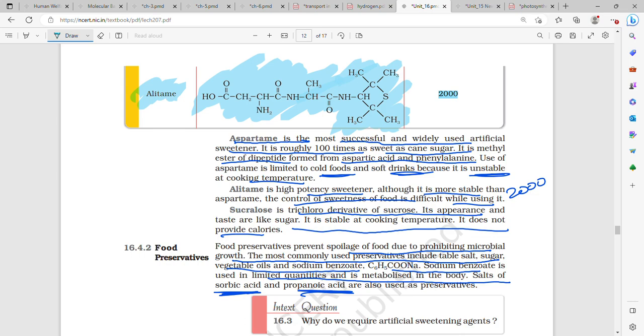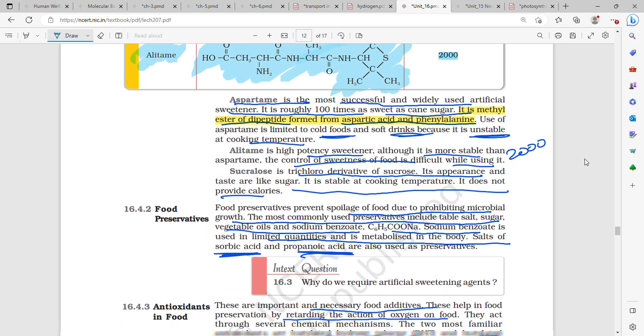What is aspartame? Aspartame is the methyl ester of a dipeptide formed from aspartic acid and phenylalanine.